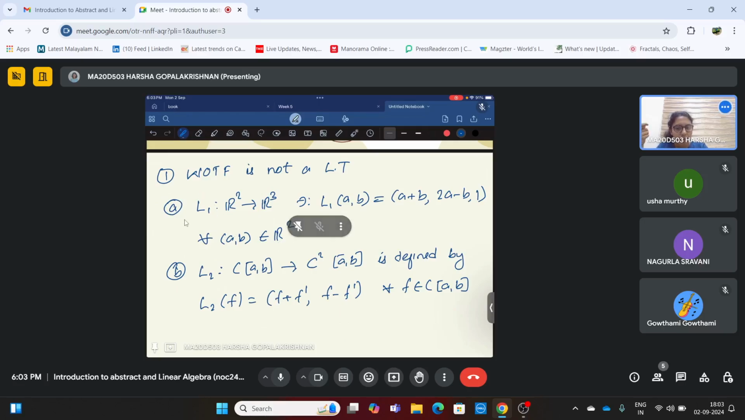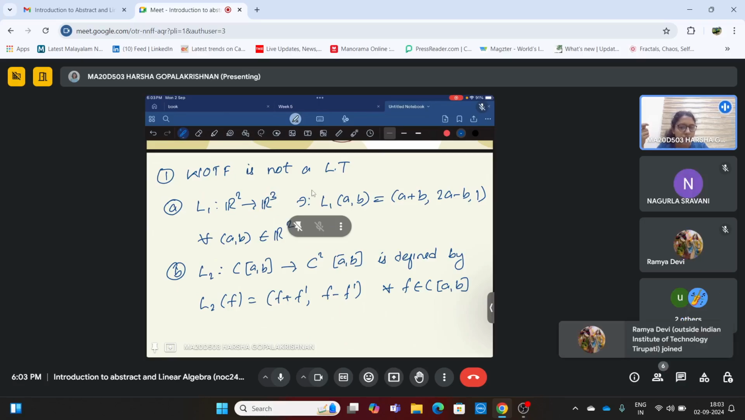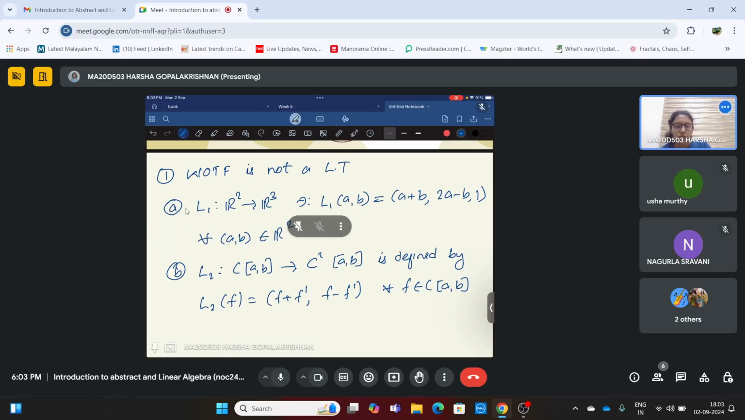The first one is the map from R2 to R3, defined as L1 of (a, b) equal to (a plus b, 2a minus b, 1), for all (a, b) in R2. Clearly we can see it is from R2 to R3. So is this a linear transformation? Can anyone tell? First one, is this a linear transformation or not? One thing you can check is whether under addition, that means T of x plus y equals T of x plus T of y, is satisfied for this map.